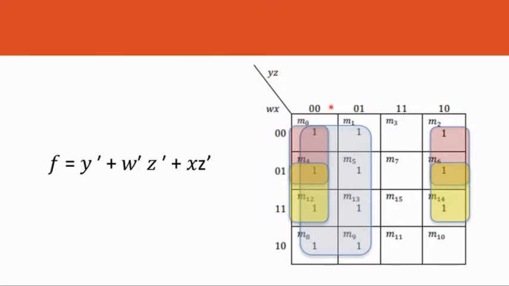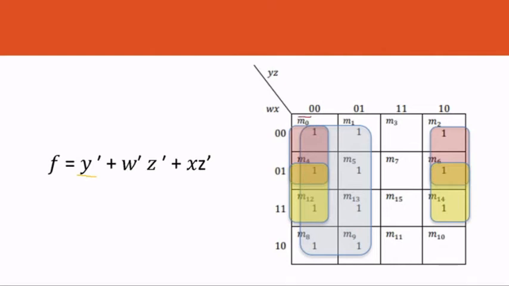And if we look at the value of Z, they have different values of Z. So for example, the value of Z for M0 is 0. And the value of Z for M1 or minterm 1 is equal to 1. So there is now a different value in Z. Therefore, Z will be cancelled out. So the group of 8 is actually Y prime. So we have here Y prime.